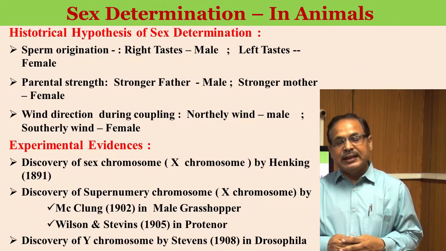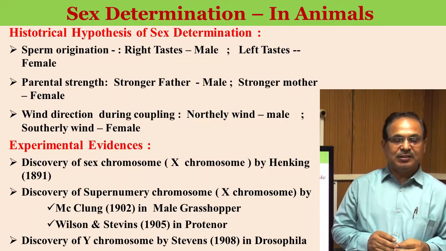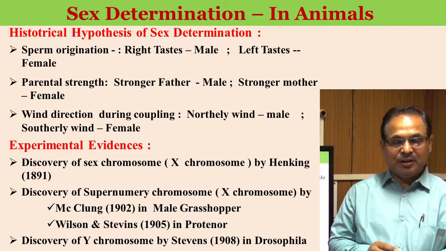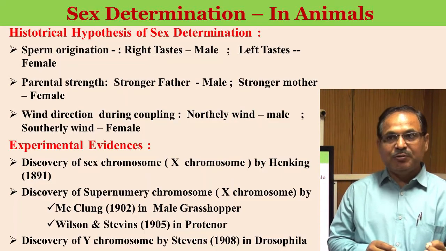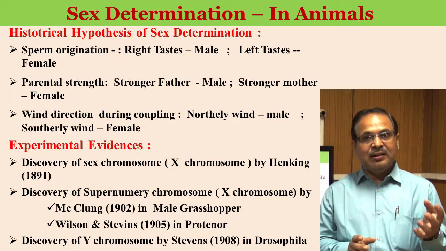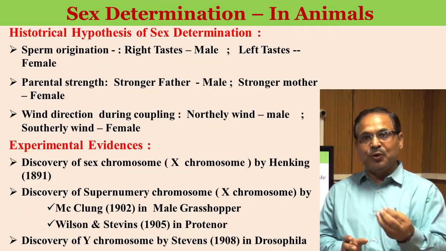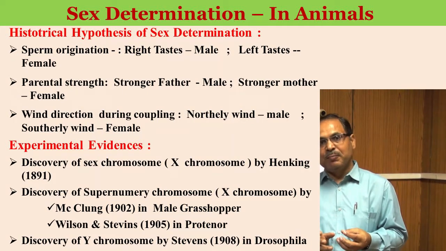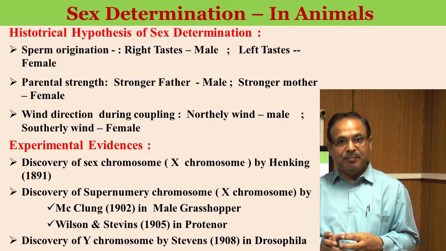When we talk about sex determination in animals, there are some historical hypotheses. There are three basic historical hypotheses. The first one is the origination of sperm. We know very well that sperm originate in the testis. When the sperm originates in the right testis, it is supposed to produce a male baby, whereas if that sperm is produced in the left testis, it produces female babies.